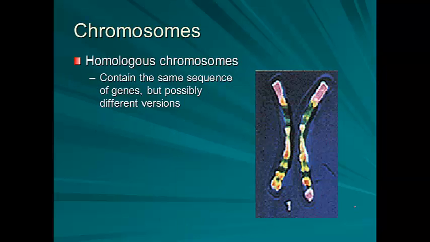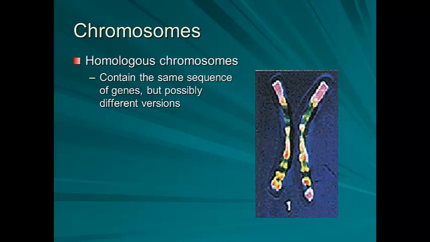Now, you've got 2 copies of each type. If you guess where they come from, one set comes from your mom, and one set comes from your dad. So, for instance, these 2 chromosomes, unless you live in the South, should not be identical, right? And that's an awful joke.